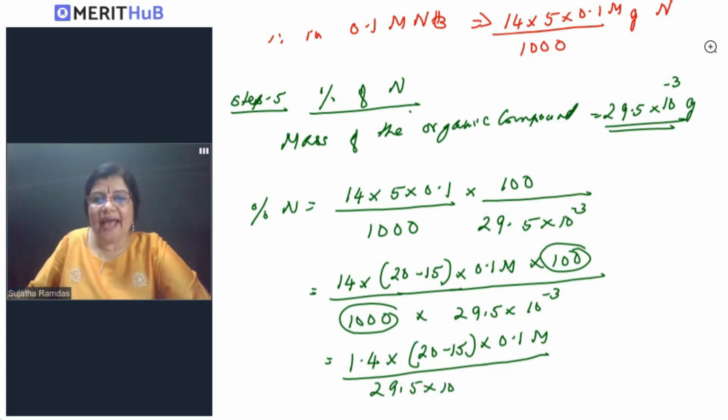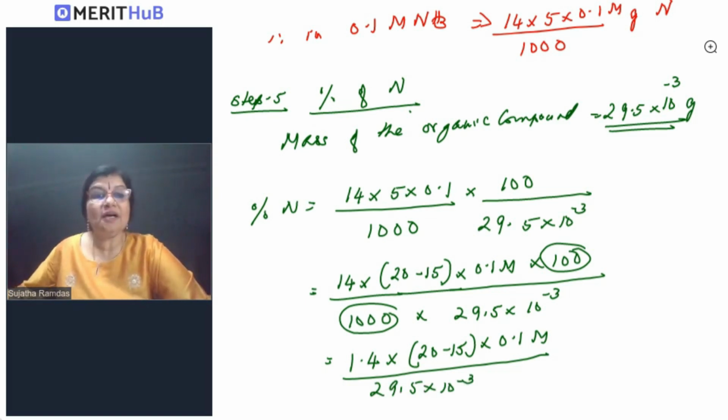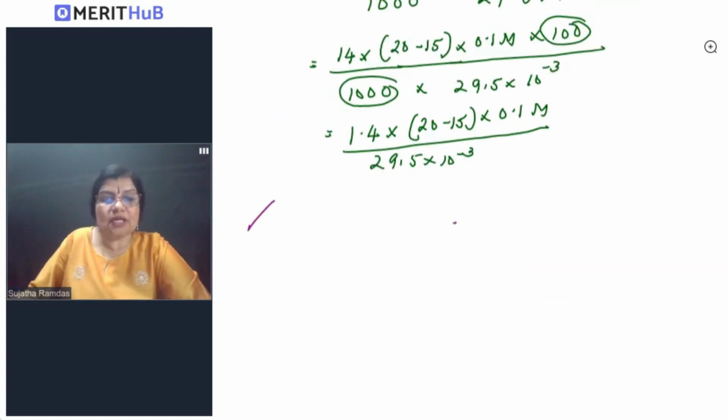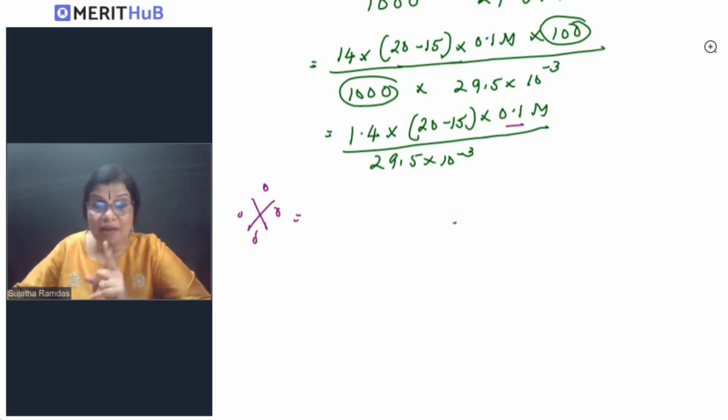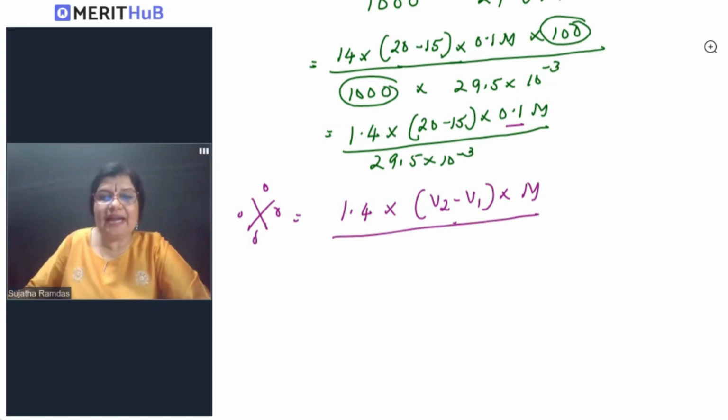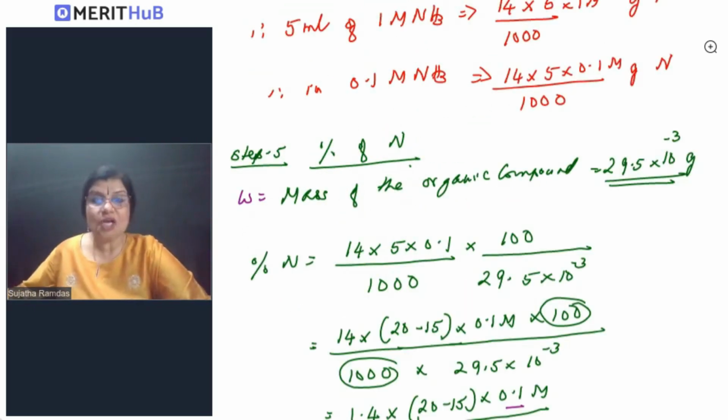of the organic compound. So what is the shortcut formula that you arrive at? I'm going to highlight this formula. The shortcut formula would be, if hydrochloric acid and 0.1 molar solution is used, 1.4 into V2 minus V1 into molarity divided by W. W would be representing the mass of the organic compound, right? So this would be the shortcut formula for percentage of nitrogen if hydrochloric acid is used.